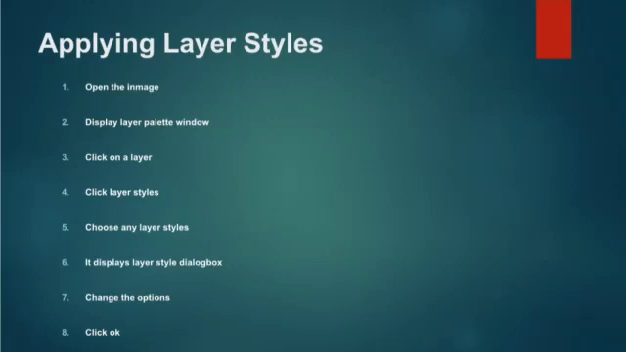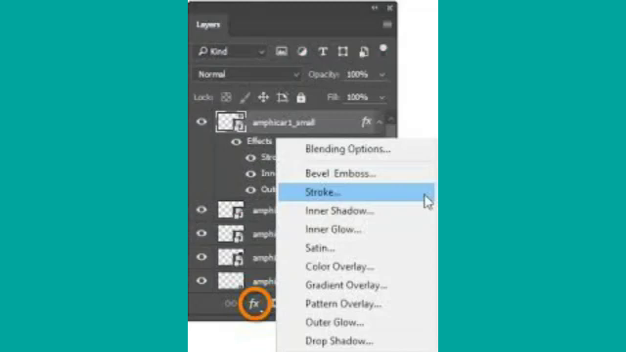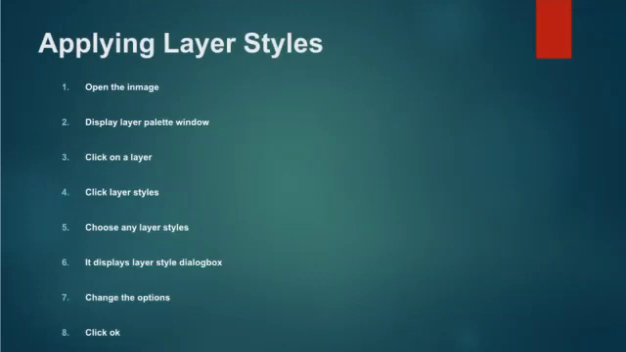Then color overlay fills the layer with a color, and gradient overlay fills the layer with multiple colors. Then pattern overlay fills the layer with a pattern. So these are different kinds of layer styles that are available in the layer menu under the layer style option. Then we can go for applying layer styles to our image.